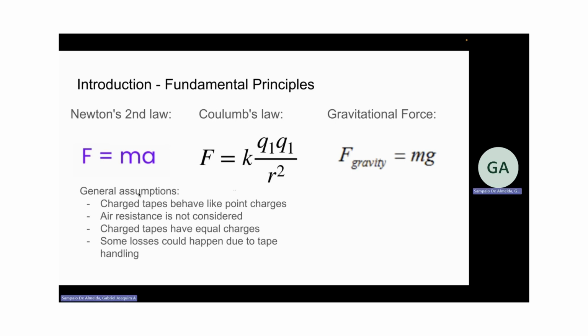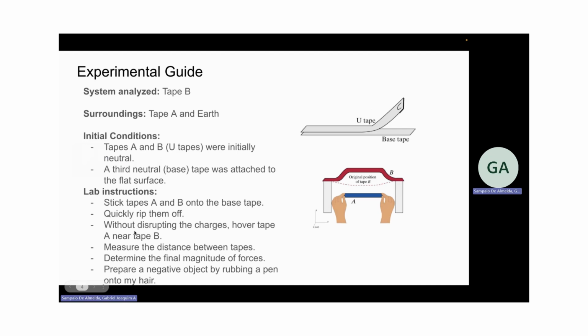Some general assumptions made were that the charged tapes behave like point charges, the air resistance is considered negligible, the charged tapes have equal charge because they are made from the same material and prepared in the same way, and also that some losses of electrical charge could happen due to tape handling.